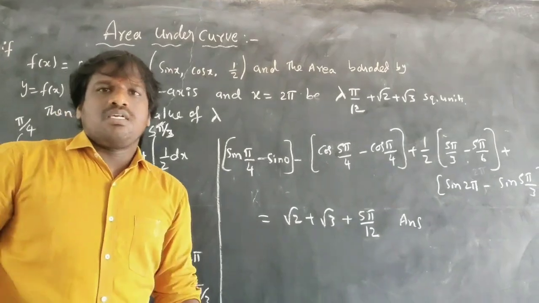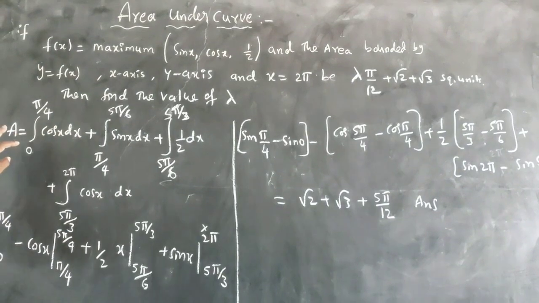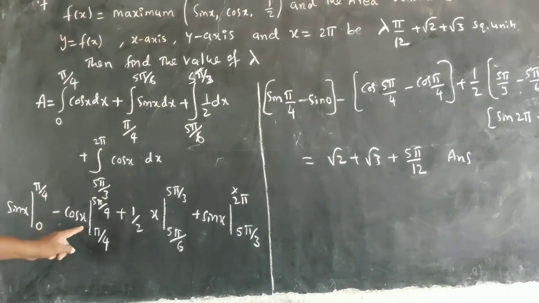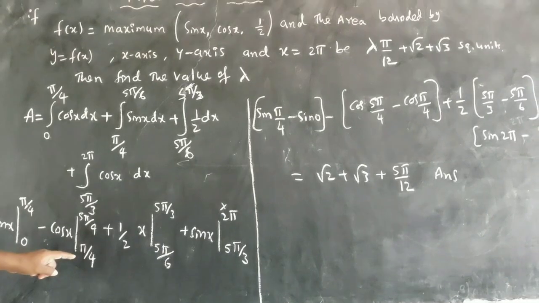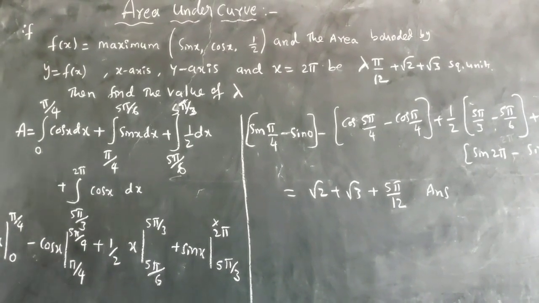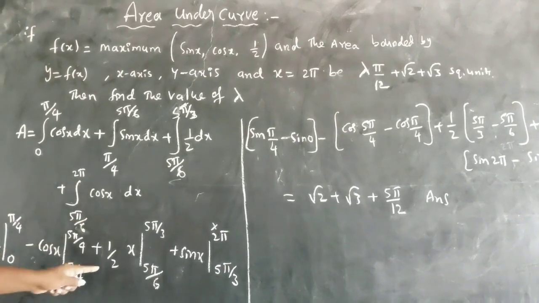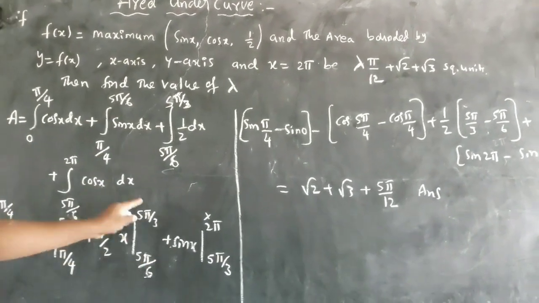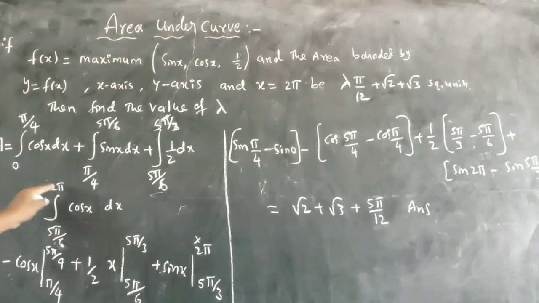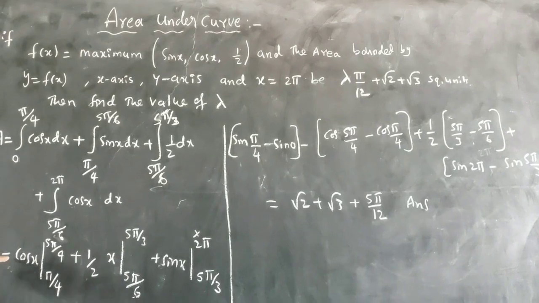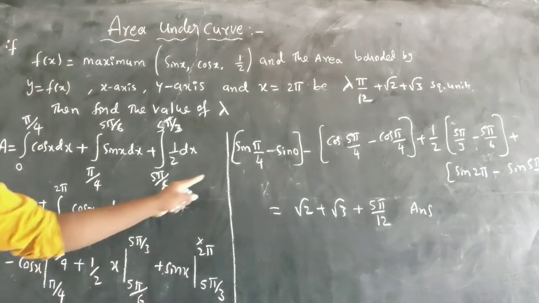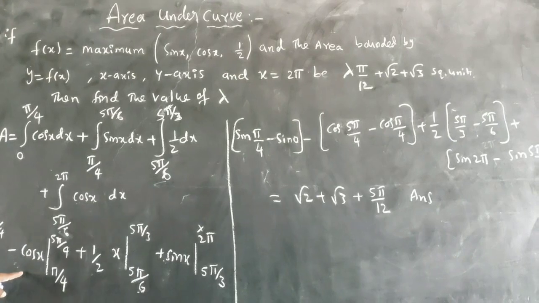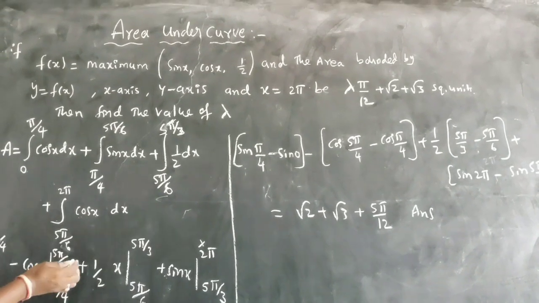See here, as I told you, I have done the problem here. Integration of cos x is sin x from 0 to pi by 4. And integration of sin x is minus cos x, substituting the upper limit 5 pi by 4 and pi by 4. Plus half into x, since the integration of 1 is x, and then plus the integration of cos x, which is sin x, from 5 pi by 3 to 2 pi. What you have to do here is substitute the limits in each.